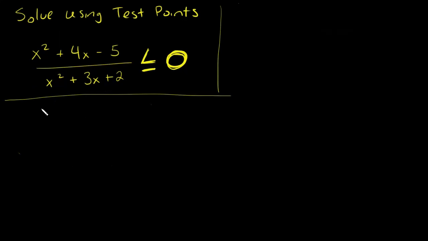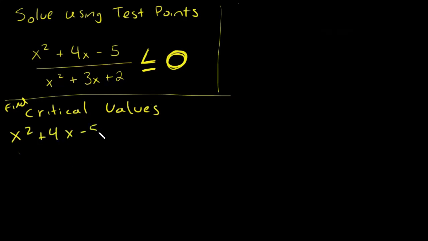So the first step is going to be finding our critical values. Then we'll use test points around those critical values to find where this fraction is less than or equal to 0. So where are our critical values? Our critical values will be where the numerator, or top of the fraction, equals 0, or where the denominator, or bottom of the fraction, equals 0.